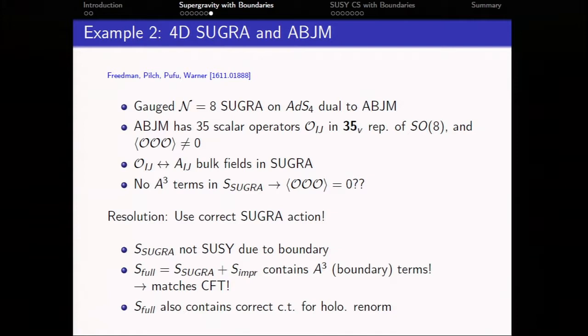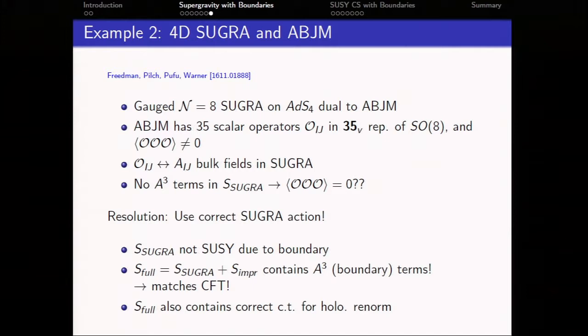Now, the resolution is simply to do the procedure that I was just talking about. My gauged supergravity action, since I'm working in AdS, has a boundary. I have to be precise about what I mean by supersymmetry, and in principle I need to add new boundary terms to my action to make it supersymmetric again. They did this procedure, and they found that this full supersymmetric action now does contain A cubed terms on the boundary, and these A cubed terms nicely reproduce the non-zero three-point function in the CFT.